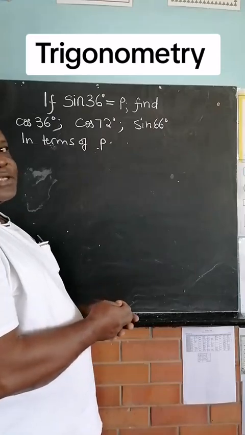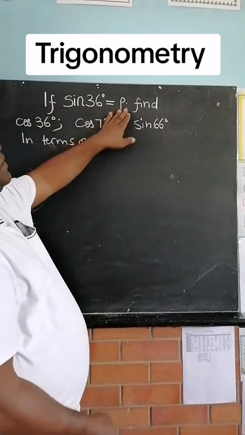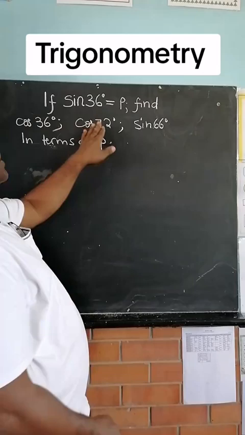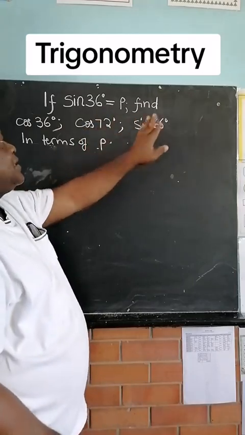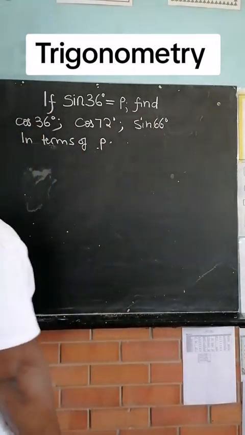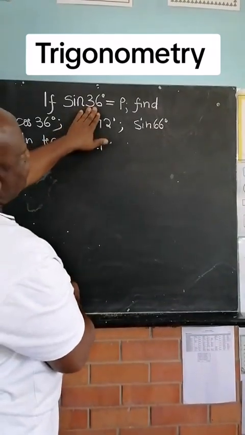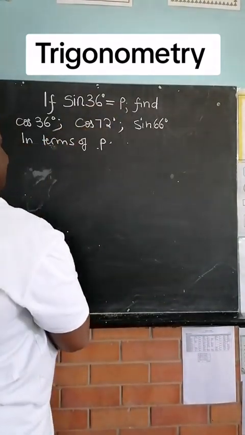Grade 12, a trigonometric question again. If sine 36 is given as P, find cos 36, cos 72 degrees, sine 66 degrees in terms of P. What we do is we draw the diagram where 36 degrees is connected with that side P.